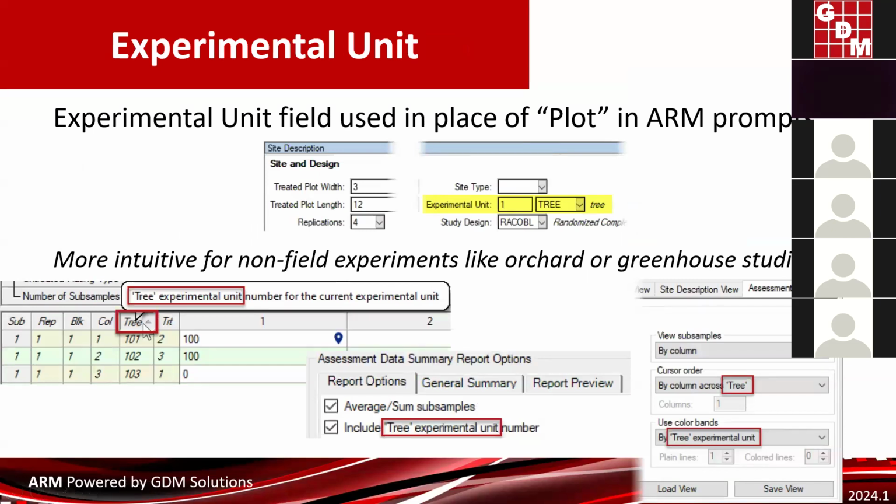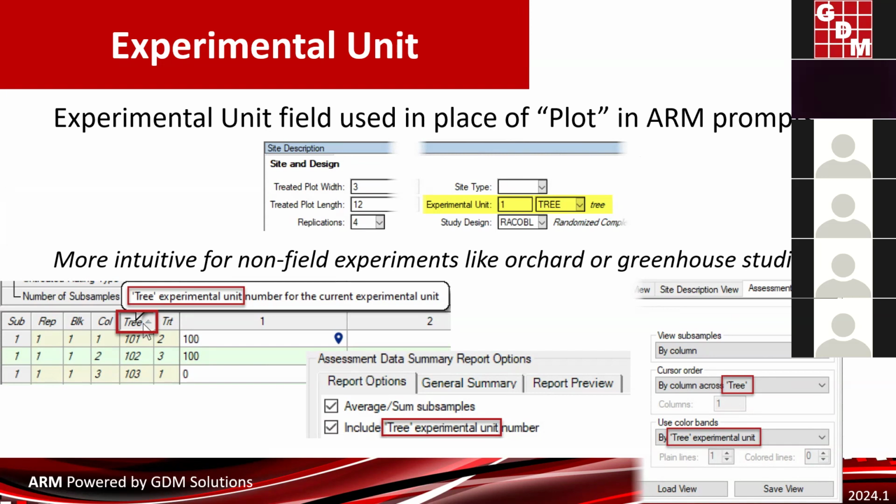All right, another small thing here in the site description. On the Site and Design tab, there is this field called Experimental Unit. It's been there for some time. The change is to utilize this experimental unit to replace the word plot that we use so often in other parts of ARM.